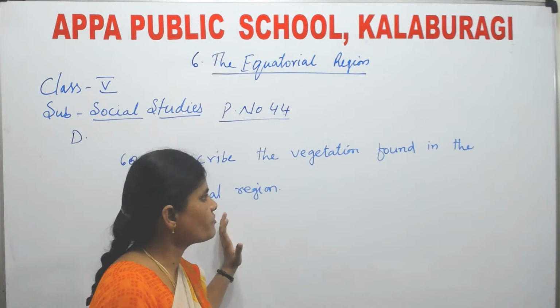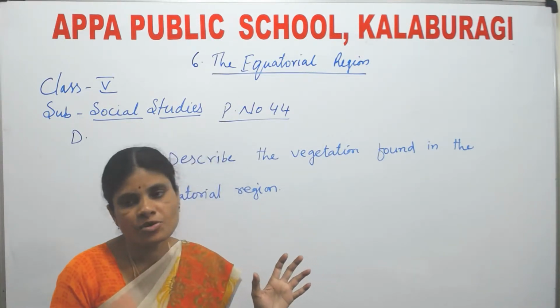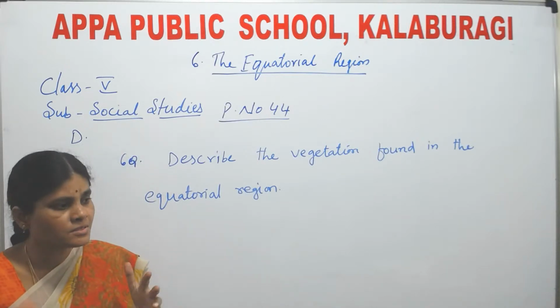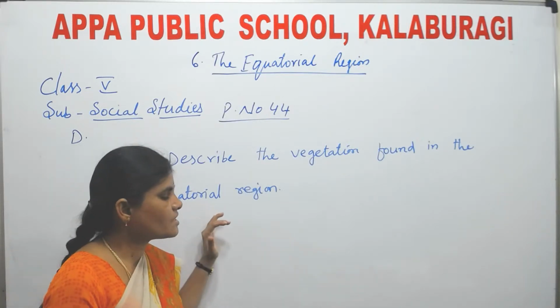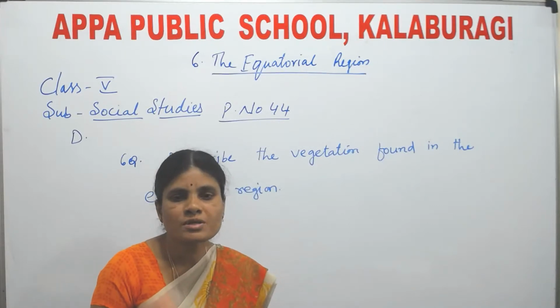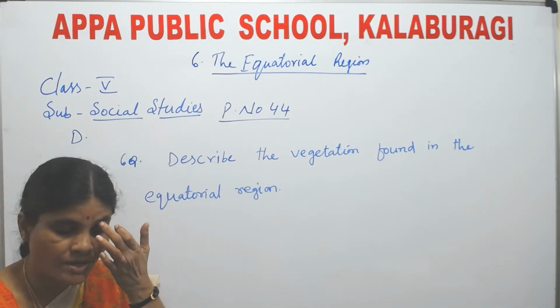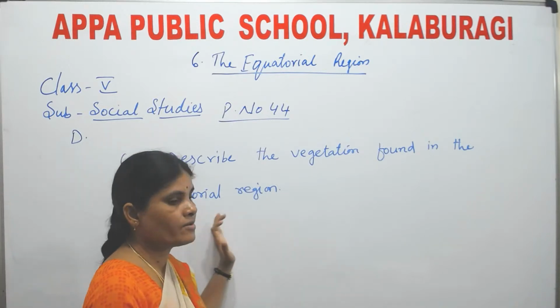The forests of this region are called evergreen forests. Why are they called evergreen forests? Because the trees of this forest do not shed their leaves at the same time throughout the year. So that is why they remain green all over the year. So that is why they are called evergreen forests.